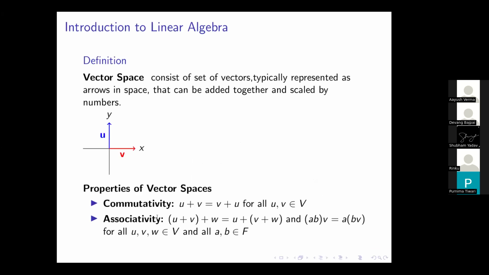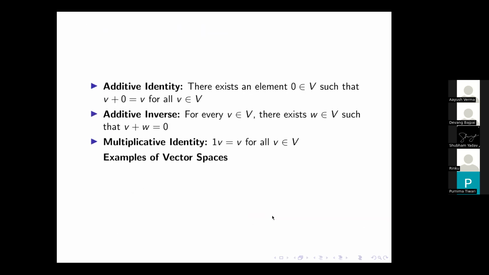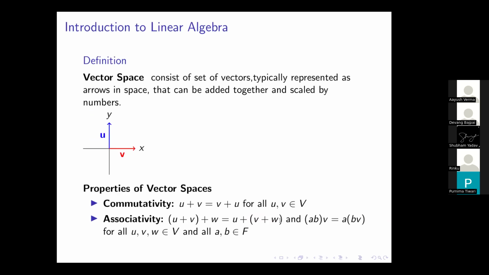The next property is associativity. Consider three vectors, u, v, and w. First we will do the sum of u plus v, then the third vector w will be taken, and here we can write it as u plus the sum of v plus w.